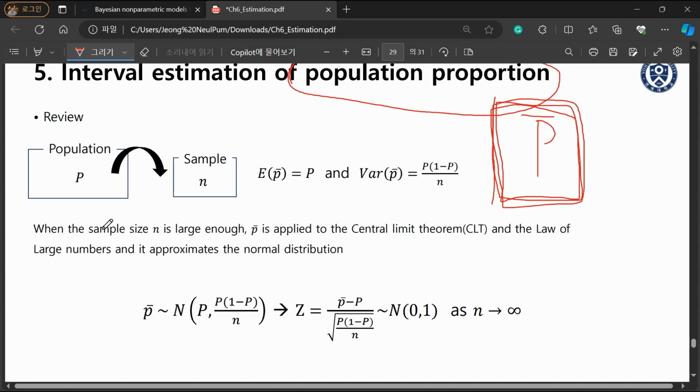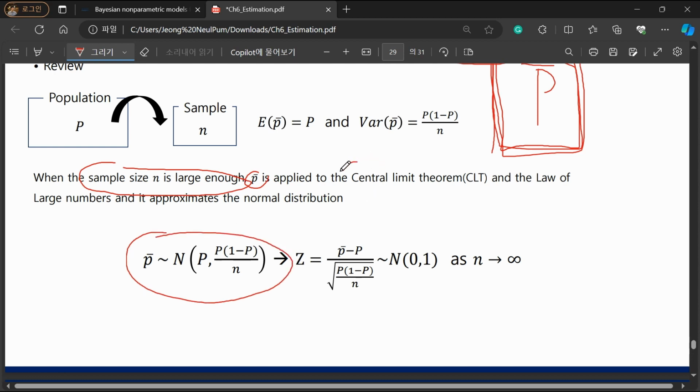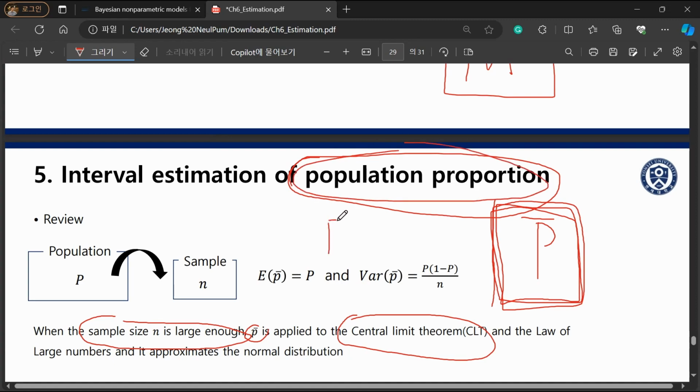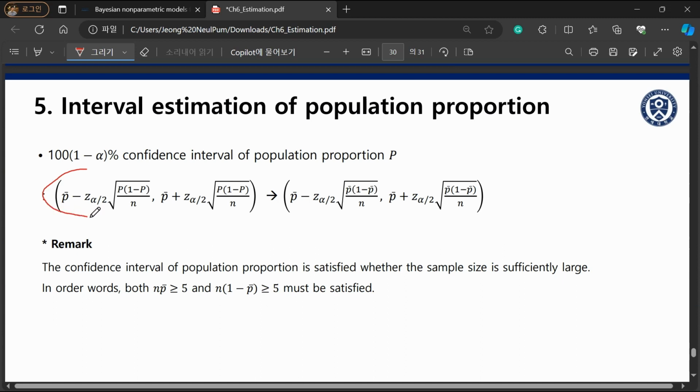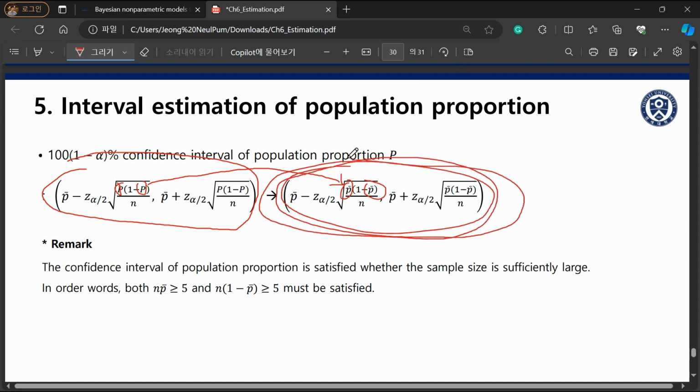Actually, we already know that if the sample size is large enough, p bar, which is the sample proportion, has a normal distribution guaranteed by the central limit theorem, and this statistic follows the standard normal distribution, which means that we can also construct the confidence interval for our population proportion, which is p itself. So we can also use this formula, and because we don't know what P is in this formula, we substitute P bar instead of P itself. So the most important formula is this one.